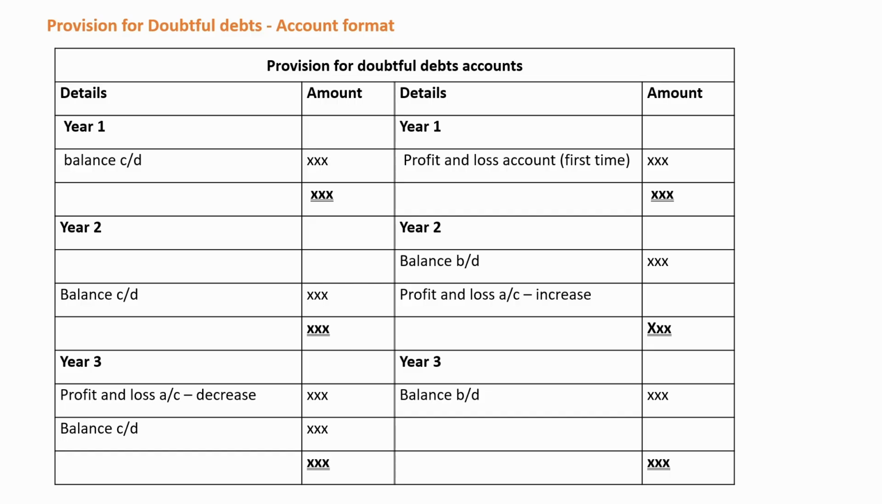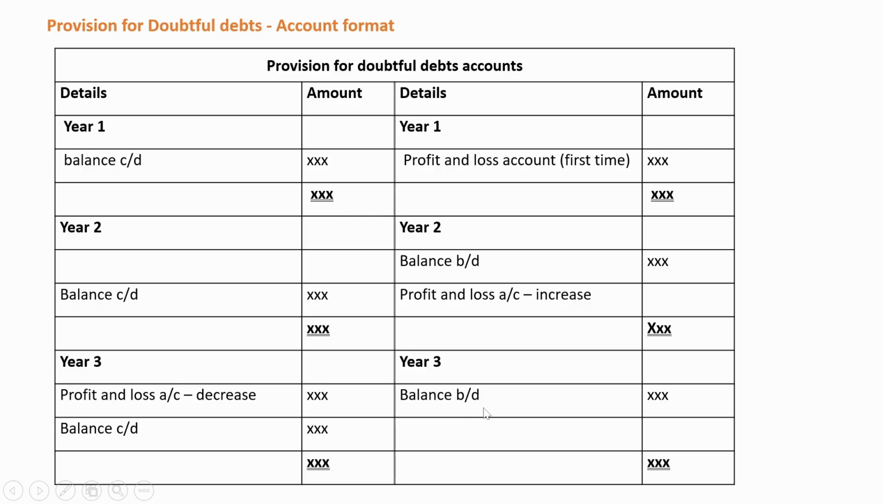So one thing you're supposed to know, you don't calculate the balance carried down in provision for doubtful debts. The balance carried down is the provision the business makes in that year. In this case, your balancing figure is supposed to be the profit and loss, which is either an increase or a decrease. So let us proceed with year 3. Year 3, start with the balance brought down, which is the balance carried down for year 2. So bring it to the beginning of year 3.